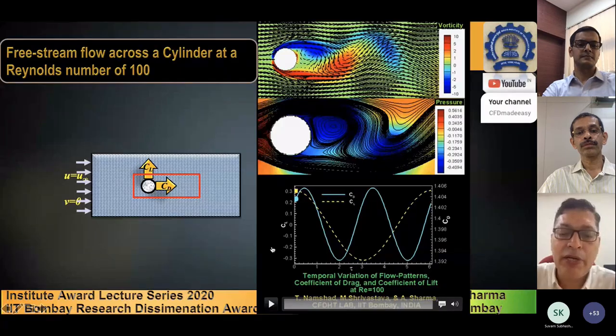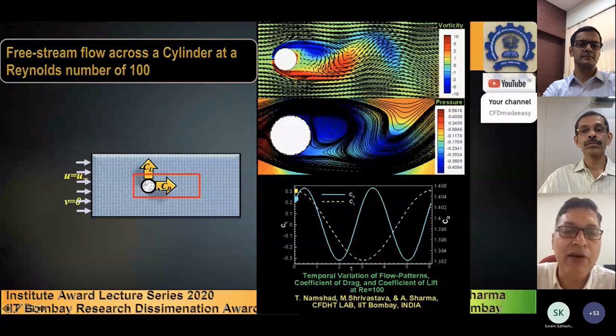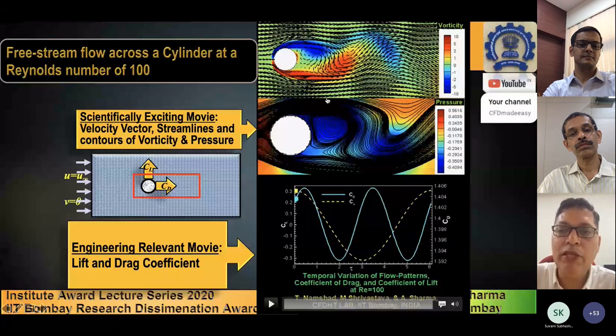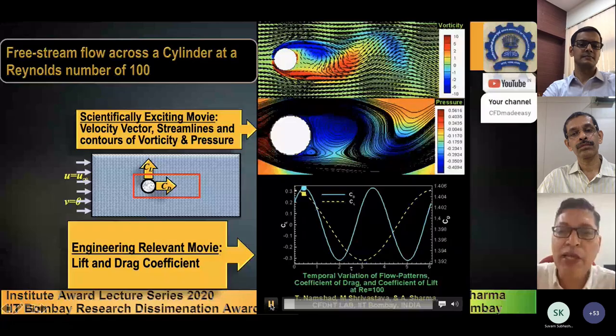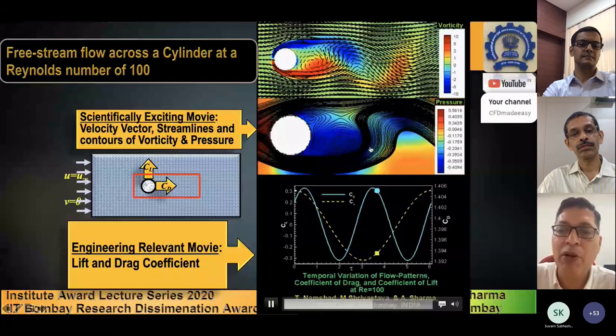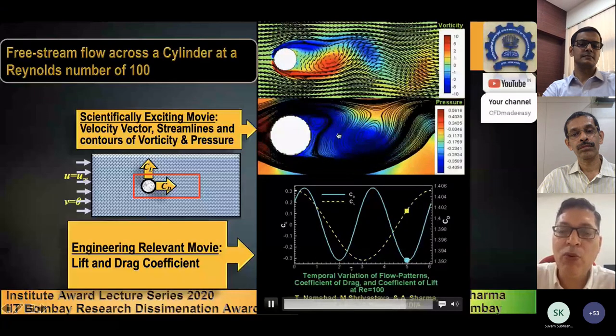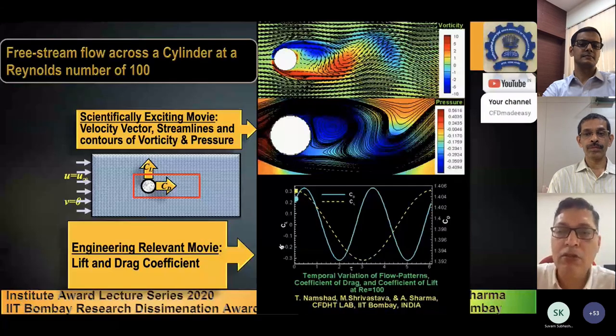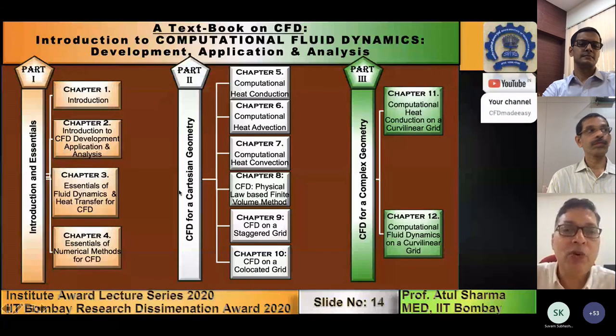In my book, I have also created a website where I have created certain movies. So this is like if you're standing by a river, in the top view, this is like a circle and the flow is passing from left to right. This is a fluid dynamics movie where the actors are velocities and vorticity, and here the actors are pressures and the streamlines. When you play this movie, these are scientifically exciting movies, and this is the temporal variation of the lift and drag coefficient when you have a periodic flow. So when we correlate this scientifically exciting movie and the engineering movie, you can make a story out of the fluid dynamic situations.